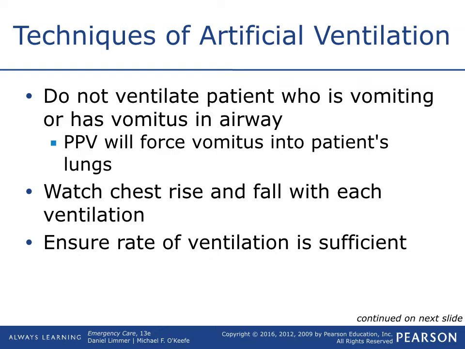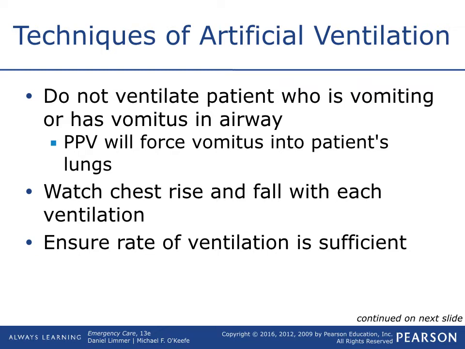Do not ventilate patients who are vomiting or have vomitus in the airway. Suction that airway out. Keep them on their side as much as possible. Positive pressure ventilation will force vomit into the patient's lungs. If they're already vomiting, it's going to get into their lungs because you're going to push it in there, and that will cause a whole different problem.